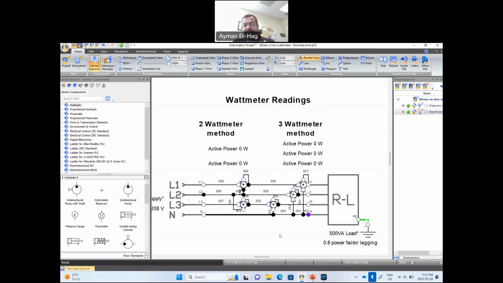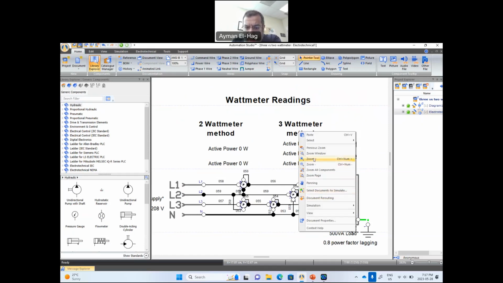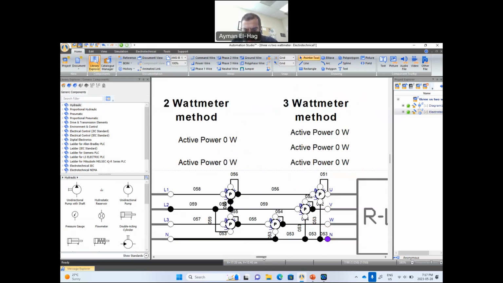Okay, so basically I connect 3 watt meters and 2 watt meters. So this is the load. It's a 500 volt amp load with 0.8 power factor lagging. So the total power is around 400 watt. Okay, so we'll measure around this figure because of the losses in the system.